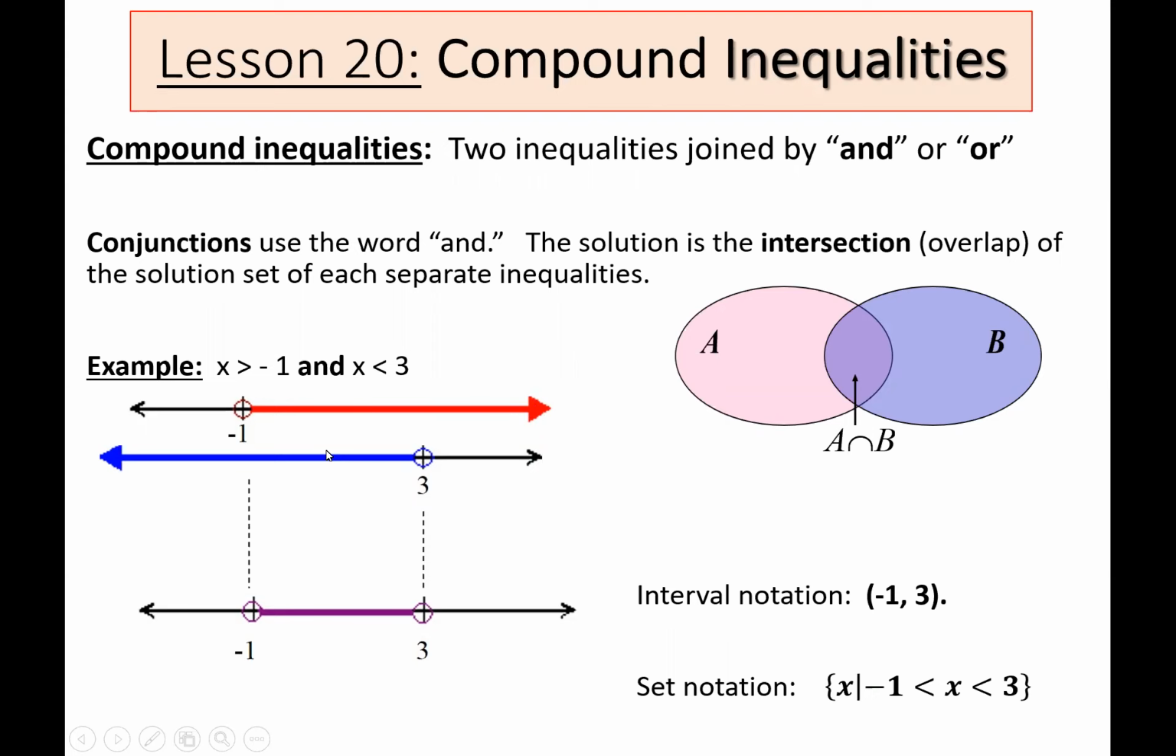Now the number line right below it represents the second inequality, x is less than 3. This is a blue arrow pointing to the left, starting at 3. So this represents all the numbers that are less than 3, so to the left of 3. But we only want the numbers that are both of those things. We want the numbers that are greater than -1 and less than 3. So what's down below, the third number line shaded in purple, represents all the numbers that are essentially between -1 and 3.